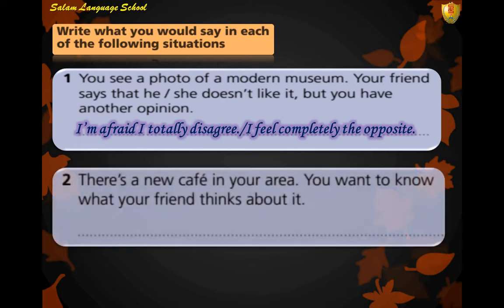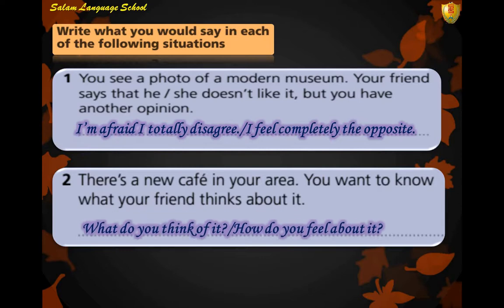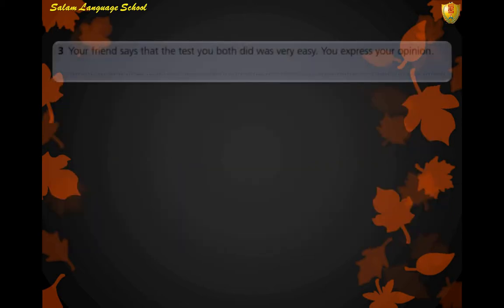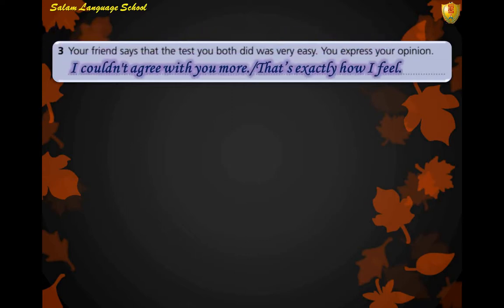Number 2: there is a new cafe in your area. You want to know what your friend thinks about it. Asking about opinion. Remember the functions books. So we can say here: what do you think of it, or how do you feel about it? Number 3: your friend said that the test you both did was very easy. You express your opinion. We can say, for example: I couldn't agree with you more, or that's exactly how I feel.